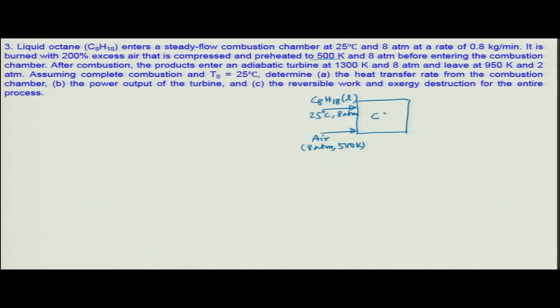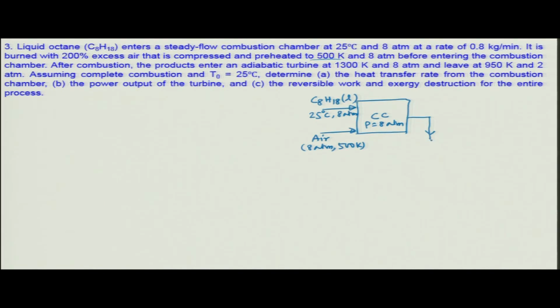So, this is the combustion chamber, and its pressure is 8 atmospheric pressure. So, it is a constant pressure chamber, where air enters at 8 atmospheric pressure and it is preheated to 500 Kelvin, and the liquid octane enters at 25 degrees centigrade at same pressure, 8 atmospheric pressure. And finally, the product leaves this combustion chamber, and after combustion the product enters an adiabatic turbine.